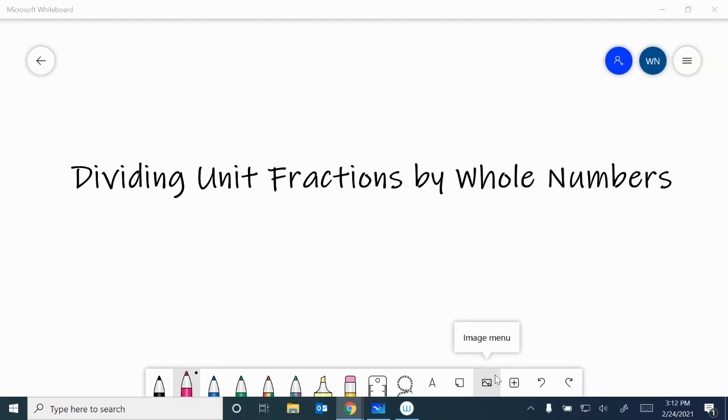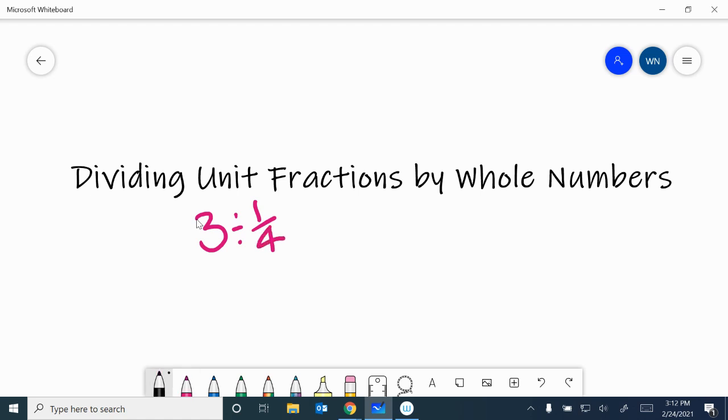So today we're going to be dividing unit fractions by whole numbers. And this is going to be pretty much the exact opposite of what we did yesterday. So let's review. Yesterday we divided whole numbers like 3 divided by unit fractions like 1/4.